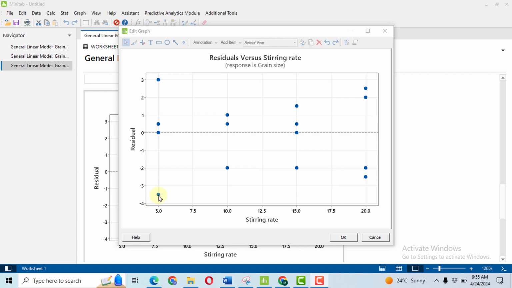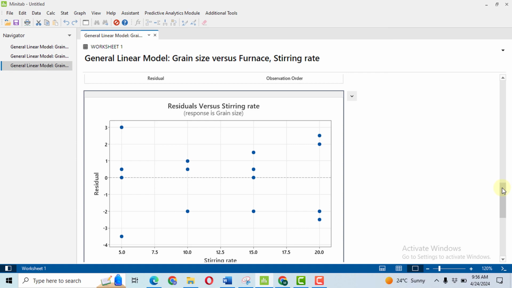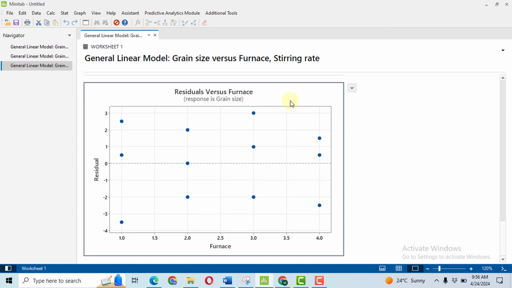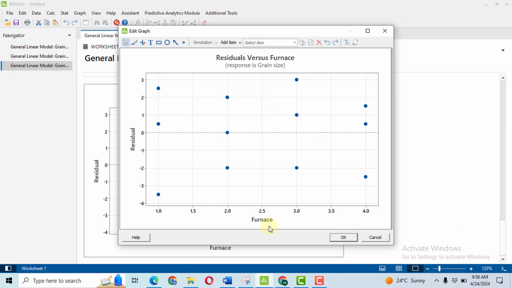So this is our least residual for the level 5 of the stirring rate, and this is the maximum value of the residual. Similarly, for the four different stirring rates, we have the variation explained in each of the levels. Although the highest variation is at 5 and the least variation is at 10, this variation is not too high. So we can see that the variation among four different stirring rates is found to be the same or constant. Now we come down, and this is our second plot of the residual versus furnaces.